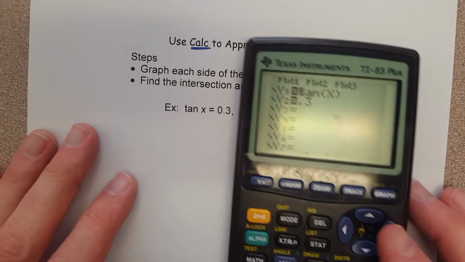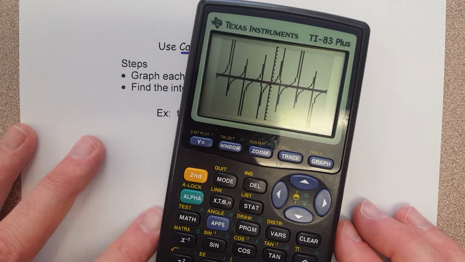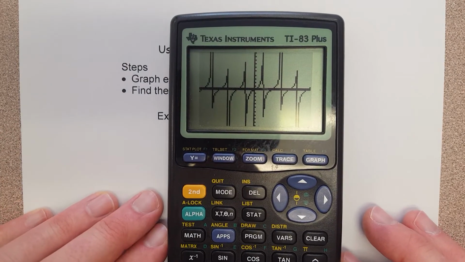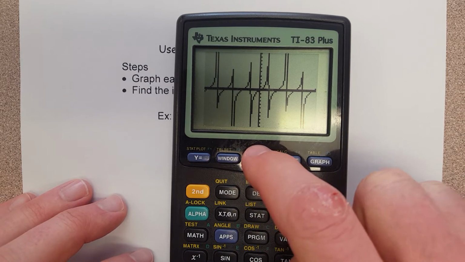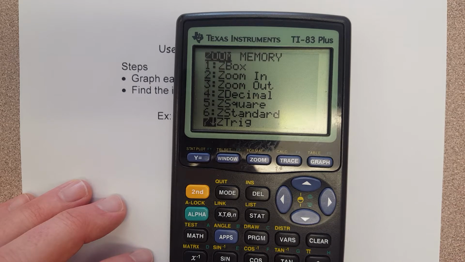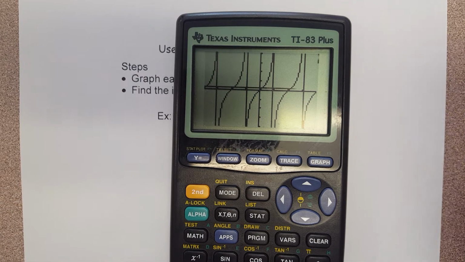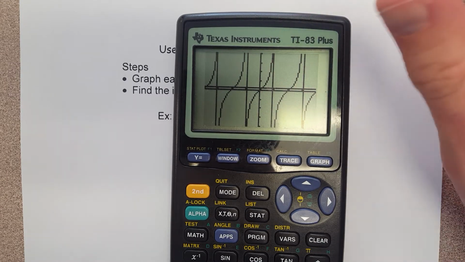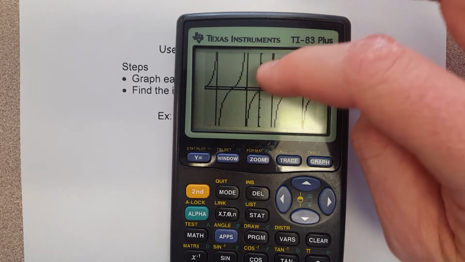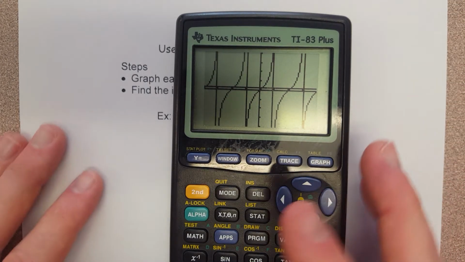We have those two in there, and we go to the graph. If you have a standard zoom window, it's pretty messy. So as I was mentioning to you yesterday, there is a nicer zoom window for our graph, and that is zoom trig. Go down to number 7, zoom trig. There are still those lines that don't really exist, those vertical asymptotes. The calculator is having trouble taking those out, so we'll just sort of deal with that. We will ignore the intersections there.